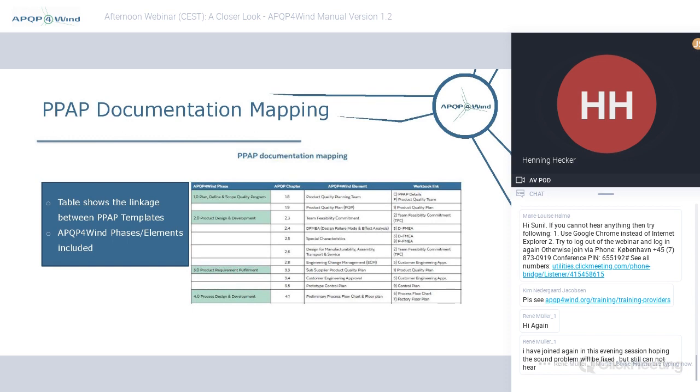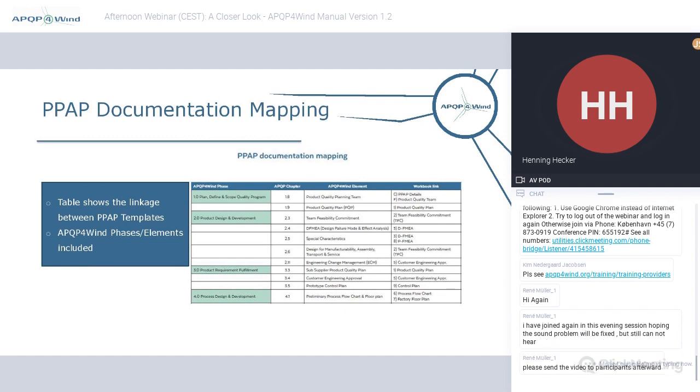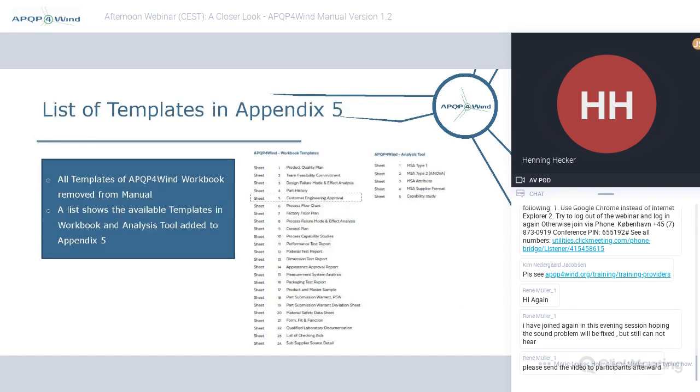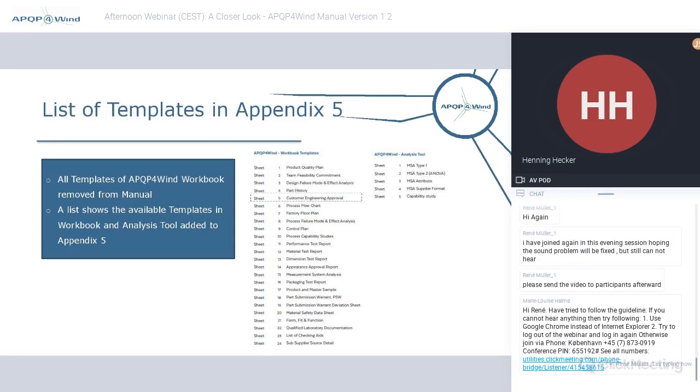For example, if you're looking for control plans, or you're looking for the PSW, where is it mentioned in the manual? Where is it mentioned in the tool? Or what kind of chapter number does it have? For the list of templates, we added a new appendix. This is what is now Appendix 5.